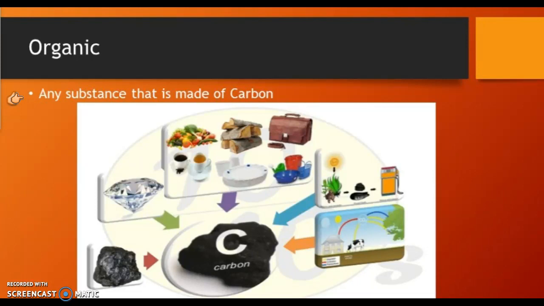So if you only work with carbon as your job, whether it's diamonds or coal, food, fuel, making things like the plastics, anything with carbon is called organic chemistry. If you take chemistry as a major in college, you will do an entire year of nothing but organic chemistry.